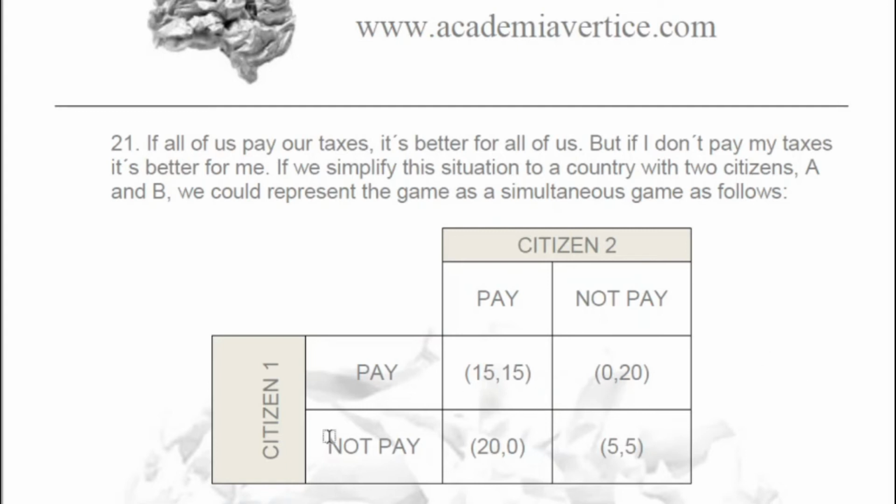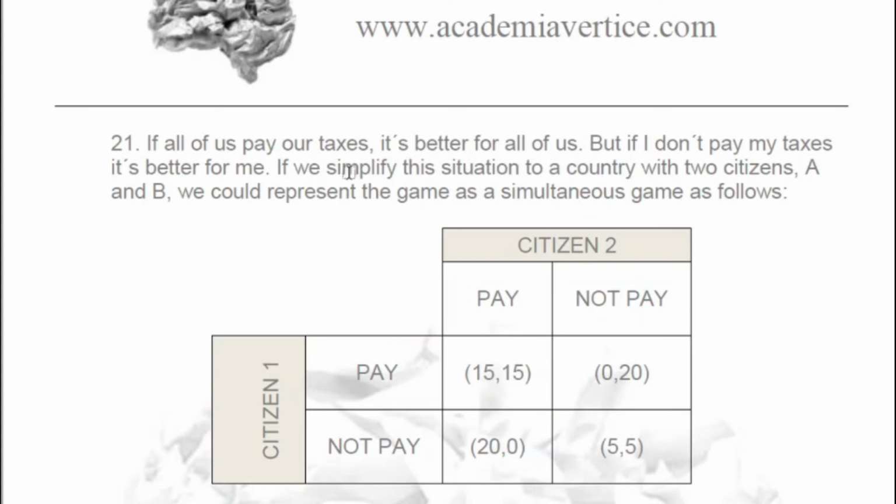I'm citizen 1. If I pay and the other one pays, each of us will win 15. If I don't pay and the other one pays, I have 0 and the other one has 20. As the situation is symmetric, we write here 20 and 0, and if neither of us pays, we win 5. We don't have services, we don't have hospitals, we don't have roads.